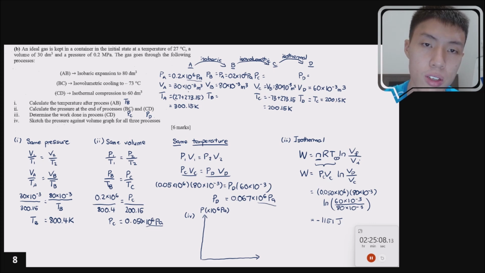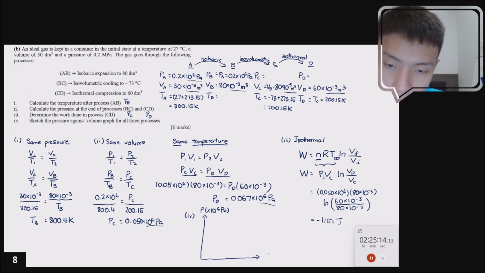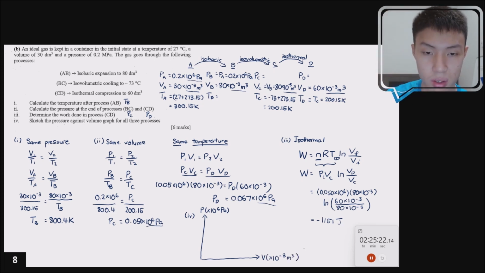Then for volume, it is always times 10 to the power negative 3. So volume, we write it as times 10 to the power of negative 3 meter cube. Now we are done writing out the unit. Let's try to plot the graph, sketch the graph. Before we sketch, we should roughly know what's the shape of the graph first.